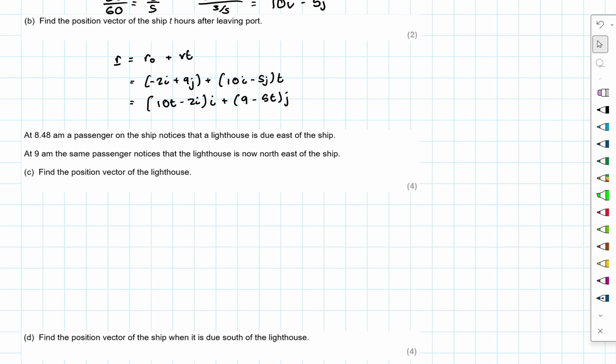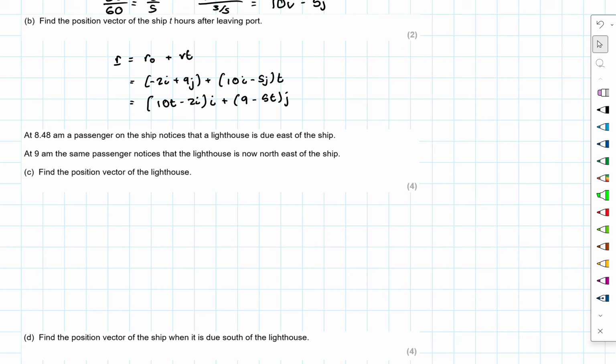But here is the kind of twist. At 8:48 a.m., a passenger on the ship notices that a lighthouse is due east of the ship. And then at 9 a.m., it's now northeast of the ship. These terms, east and northeast, are really important because they mean that we're dealing with two angles, either 90 degrees or 45 degrees. And that means that we are parallel to the i and j vectors for 90 degrees. And when it's 45 degrees, we form isosceles triangles.